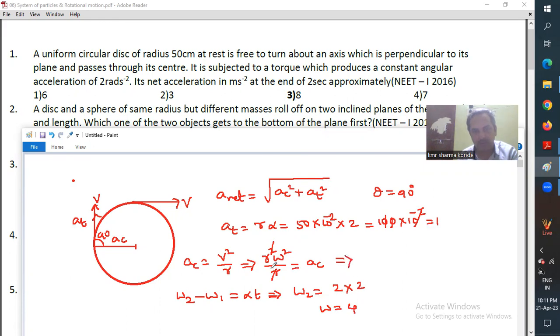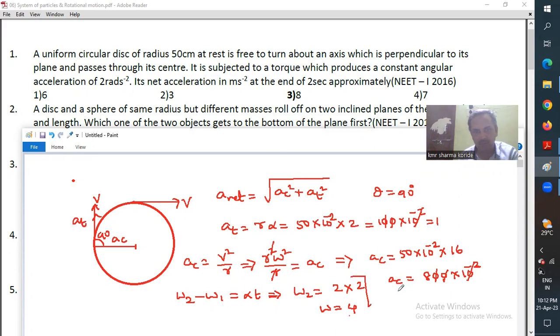Now here there is R and omega. So therefore, AC is equal to R, once again 50 centimeters, that is 50 into 10 to the power of -2, into omega square, omega is 4. So therefore, this is going to be 16. So AC is 50 into 16, and this is going to be 800 into 10 to the power of -2. Zeros are cancelled. So AC will be equal to 8.